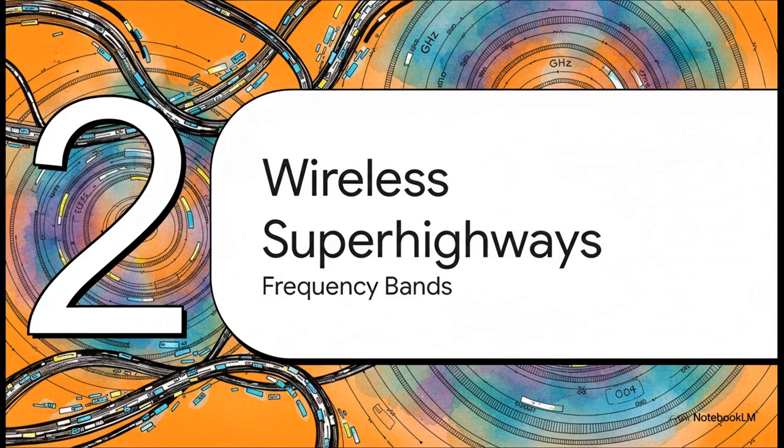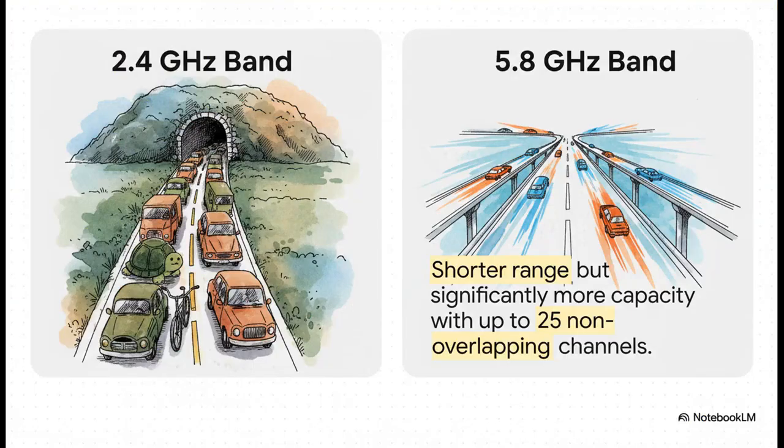So, let's talk about the actual highways our data is trying to drive on. The tutorial did a fantastic job breaking this down when it went into the different frequency bands. The best way to think about it is like this. The 2.4 GHz band is like a busy 2-lane local road. Sure, it goes a long way and can get through some rough patches, but it is absolutely packed with traffic. Then you have the 5.8 GHz band. That's a wide-open superhighway with way more lanes. We're talking up to 25 clean, non-overlapping channels. The only catch is, its exits don't reach quite as far.